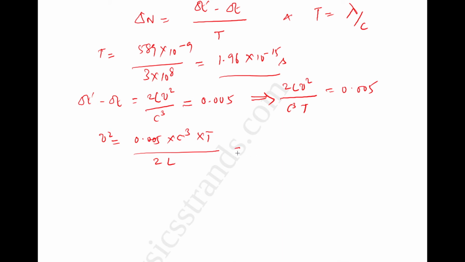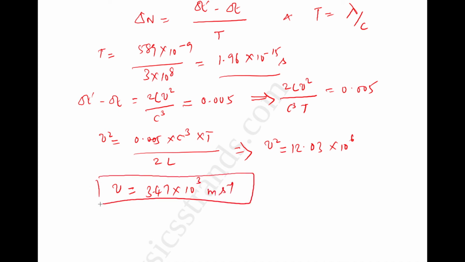So if we simplify this further by plugging in the numbers, this T we have calculated here as 1.96 into 10 power minus 15. So plug in that as well. c cube is 3 into 10 power 8 whole cube. L is 11 meters. So if we plug in the numbers, we get v squared equal to 12.03 into 10 power 6, or v as 3.47 into 10 power 3 meters per second. That is the speed we are getting in this case.